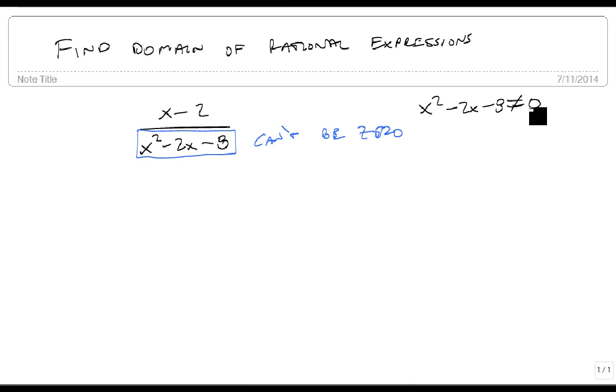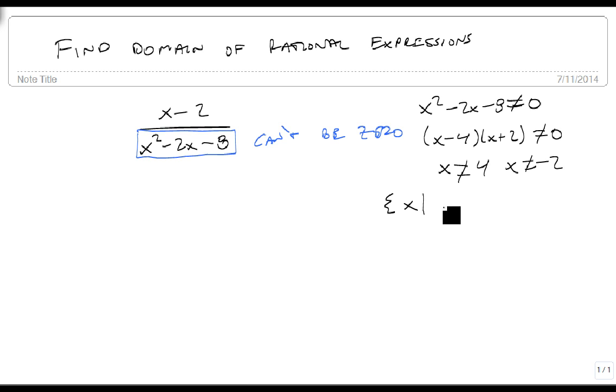we factor. The factors of minus 8 that add up to minus 2 are minus 4 and plus 2. We say those can't be equal to 0. So it says x can't be equal to 4 and x can't be equal to minus 2. So in set builder notation, all values of x such that x does not equal 4 or x does not equal minus 2. This says to include anything that isn't a 4 or a minus 2.